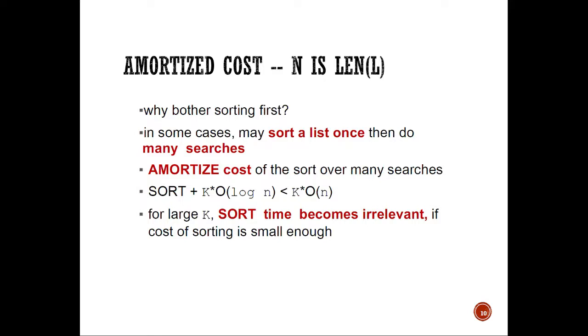However, we can actually amortize the sorting cost. In some cases, we may sort the list once, then do many searches. So in this case, we amortize, or basically divide the cost across multiple searches. So in this case, for a large enough K, the sort time becomes irrelevant. And hence, it would make sense to sort once and do multiple searches.